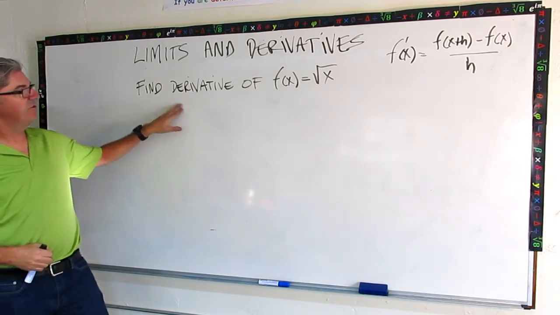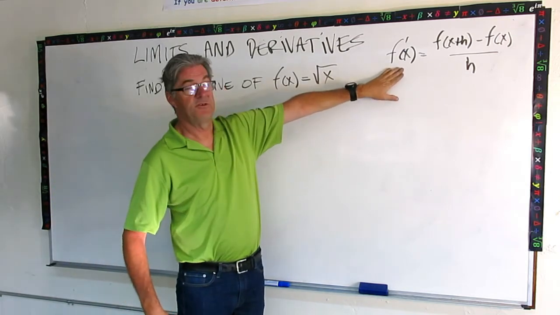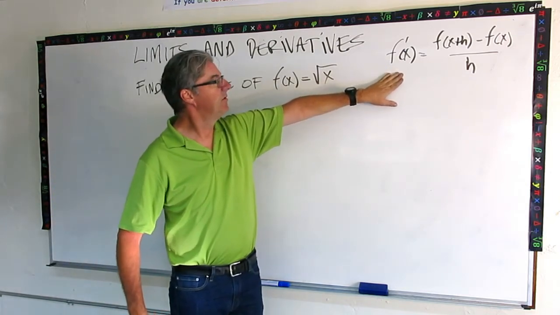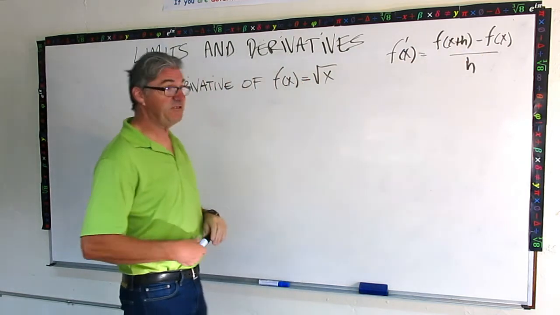So this time we're going to find the derivative of f of x equals the square root of x. And again, I've put up our little derivative formula here. So remember, it's f of x plus h minus f of x over h. Okay? So let's do that.